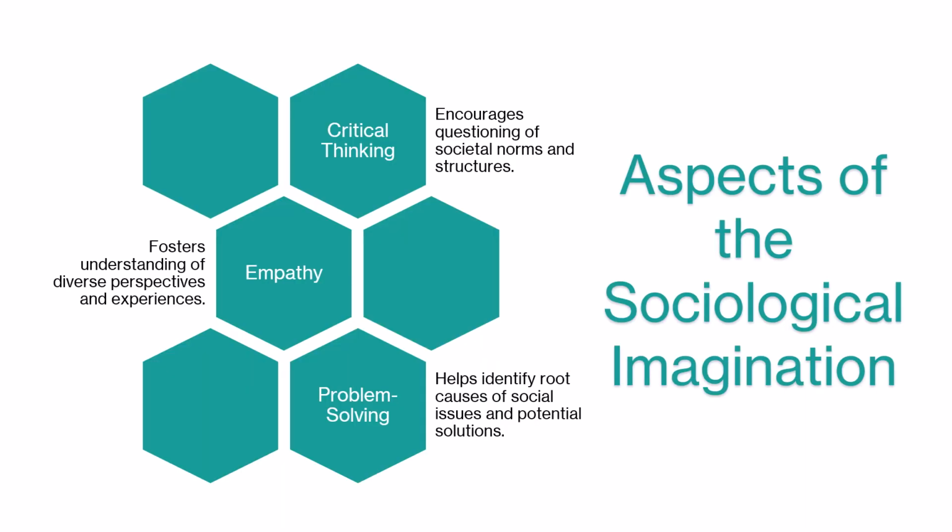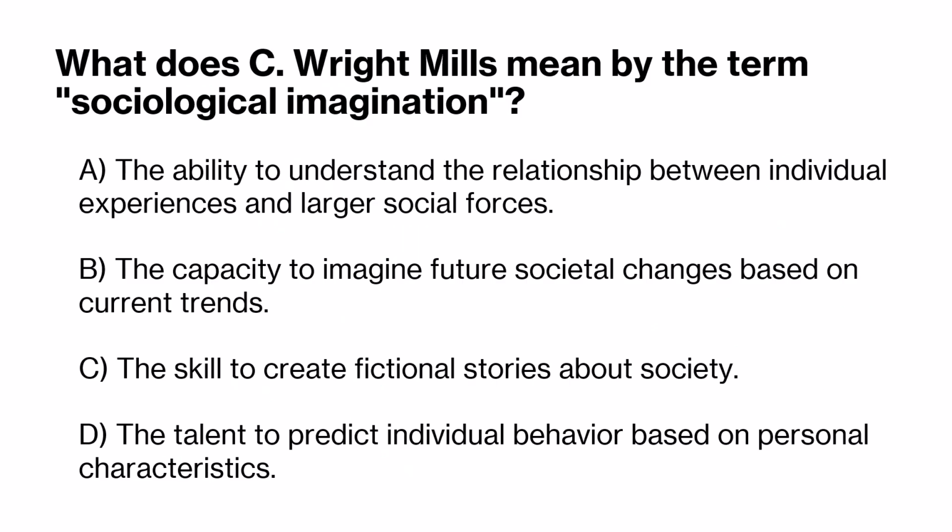The three most important aspects of the sociological imagination, which we will use in class, is to use critical thinking to encourage questioning of societal norms and structures. It also has empathy, fostering understanding for diverse perspectives and experiences. And most interestingly, it involves problem solving, helping to identify root causes of social issues and potential solutions. Your first quiz question is, what does C. Wright Mills mean by the term sociological imagination?